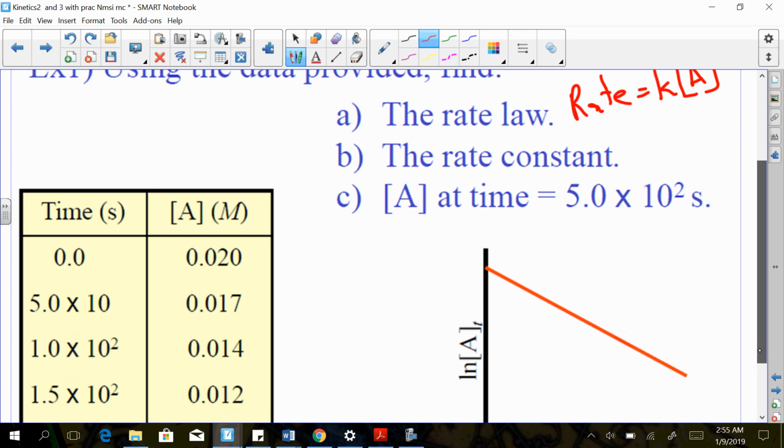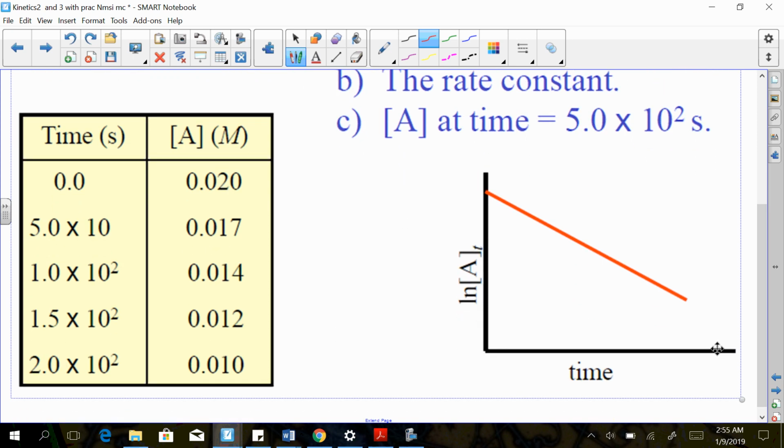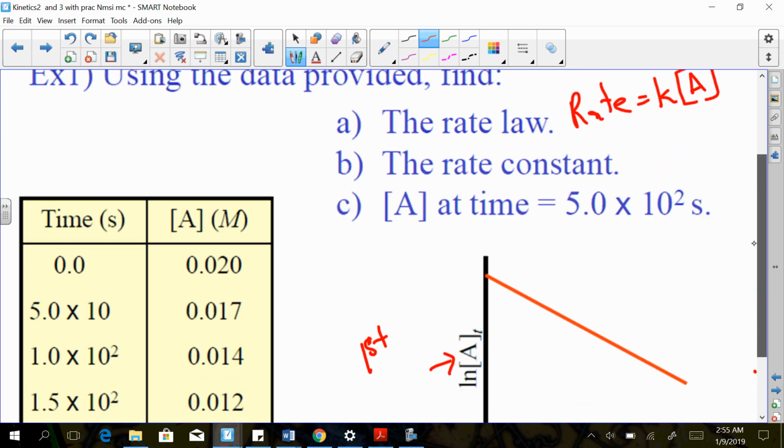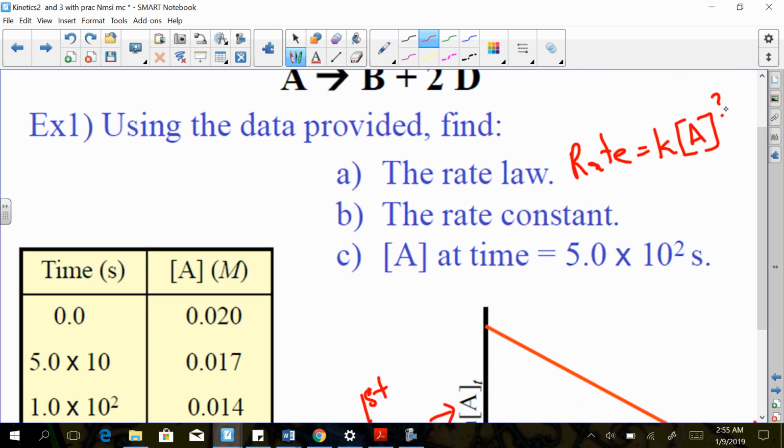Well, the thing that's going to help me out with that is this graph. I have a graph that's linear, and on this axis it's natural log. So that tells me whenever I see this that it's first order. So I'm going to come back up here and erase this little question mark and put a 1 here. You don't have to put the 1, it's understood. I'm just going to emphasize that that is a first order reaction.